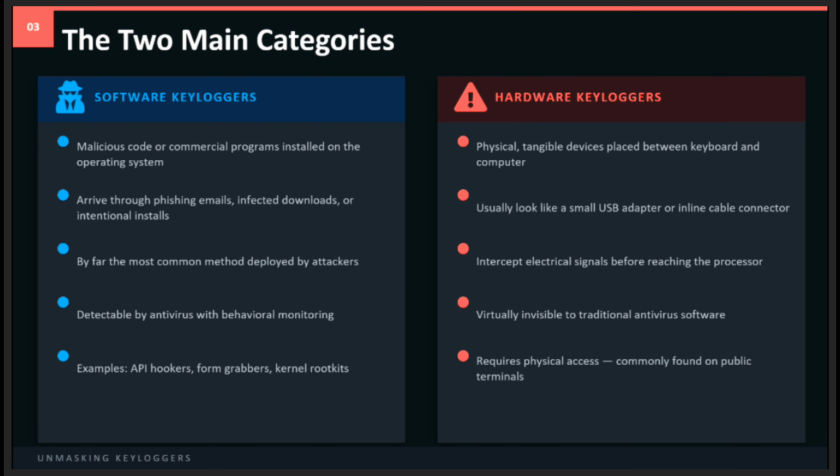Hardware keyloggers are physical devices which are placed between the keyboard and the computer. Usually these are in the USB ports and the cable connectors. The hardware keyloggers intercept the electrical signals before they reach the processor, catching the keystrokes entered by the user. These are undetectable by antiviruses, because these are not software. These are hardware devices which are connected to your devices, your laptop.